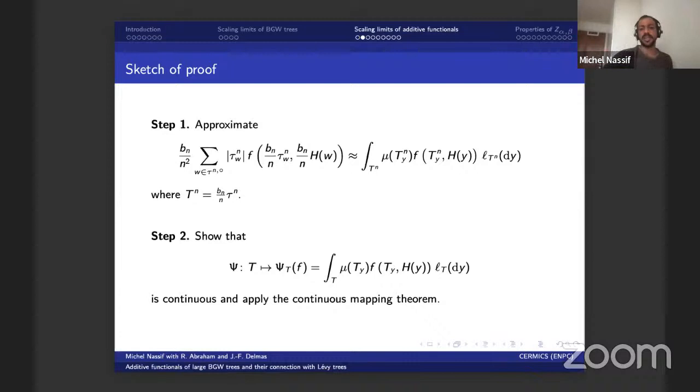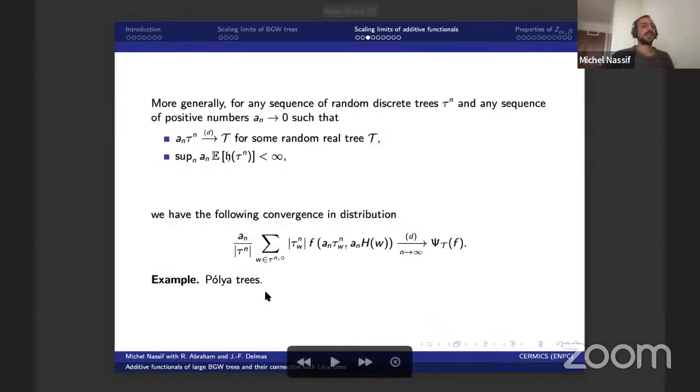Here, maybe you could say that we didn't actually use any real properties of Galton-Watson trees, and you'd be right. This actually works for any sequence of random discrete trees, provided they have a scaling limit to some random tree, and they satisfy this boundedness condition.